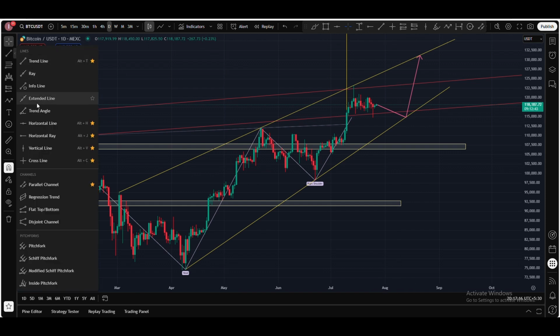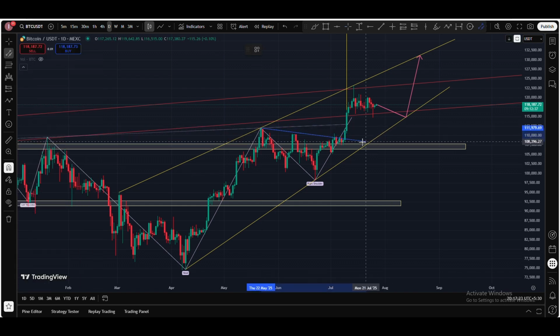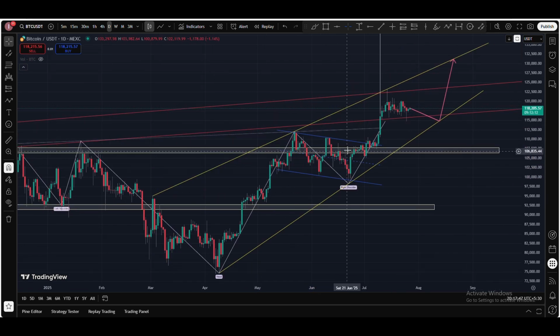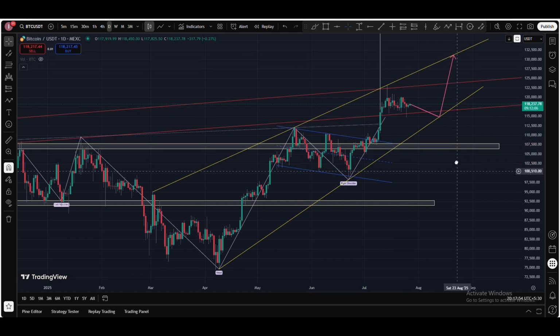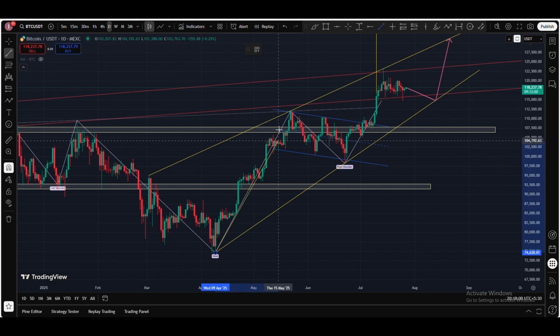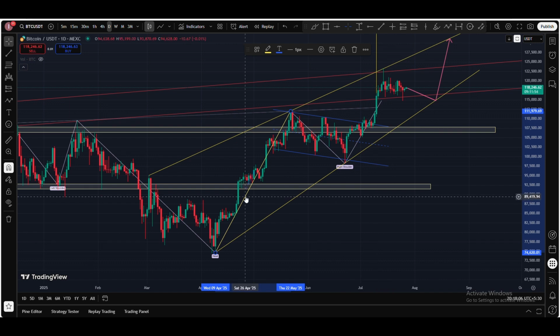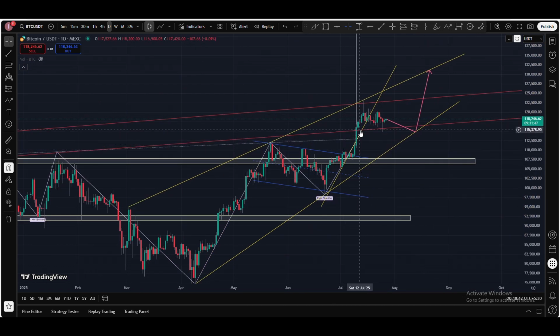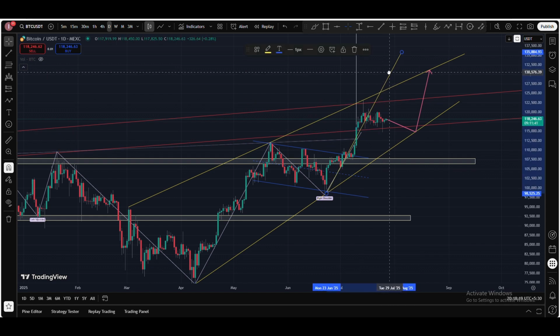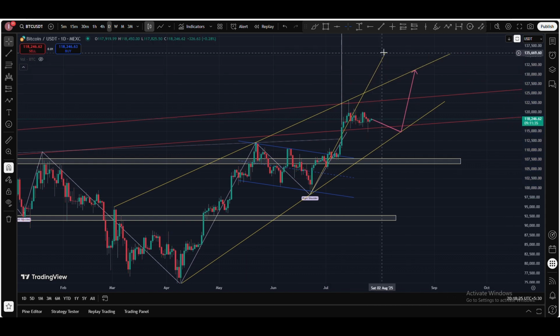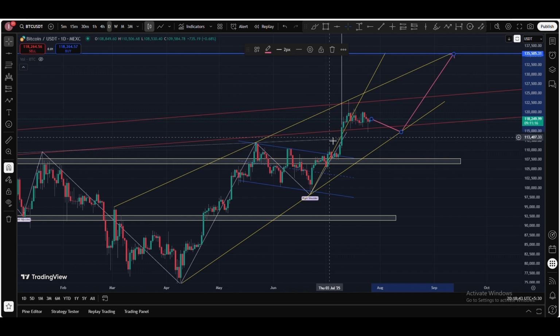You can go to the line segment and choose the parallel channel tool, and we can draw the parallel channel. We can adjust this, and you can see a parallel channel. This parallel channel is a flag pattern, and this flag pattern target is this area. Actually, maybe possible the flag pattern target reaches the market, and in the rising wedge pattern.